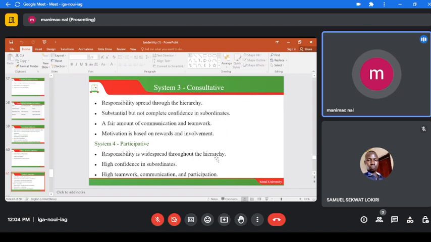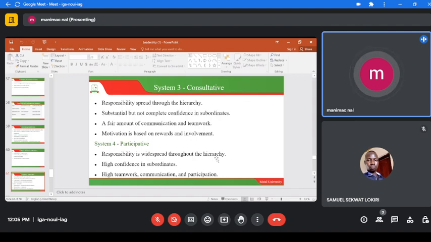Furthermore, the third system is consultative. In the consultative system, responsibility is spread through the hierarchy. It has substantial but not complete confidence in subordinates. It also has a fair amount of communication and teamwork, and motivation is based on rewards.